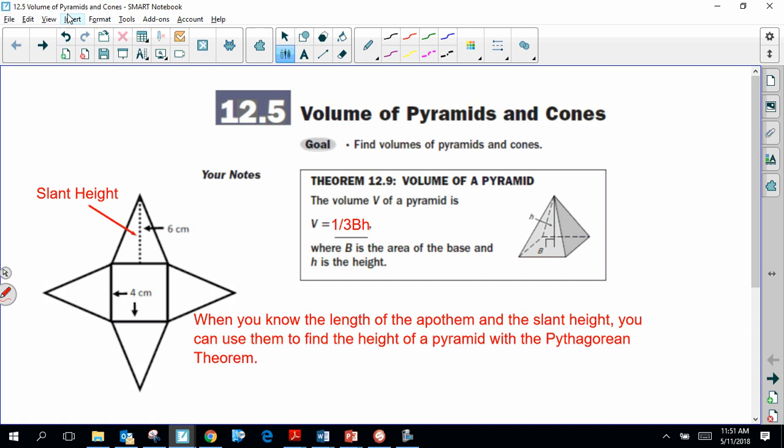Remember that the height has to be the segment that's perpendicular from the vertex to the base. Now, oftentimes in volume problems with pyramids, they don't necessarily give you the height of the figure, and you have to figure out what the height is. And usually, we'll use the slant height of the figure with the apothem, or the length of the side divided by 2 in some cases, whatever the apothem of the regular polygon base would be.